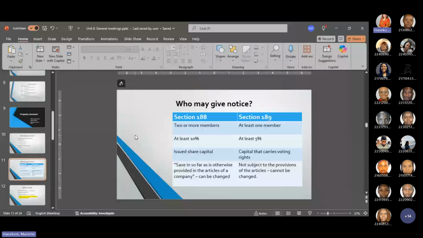I will always, if I give you a case study based on general meetings, give you the necessary information for you to be able to check whether the requirements have been met. I will tell you what the value of the issued share capital is. I will tell you what the value of the share capital held by the individuals in the case study is. You need to calculate for these two people that are calling the meeting: do they have at least 10% of the issued share capital?